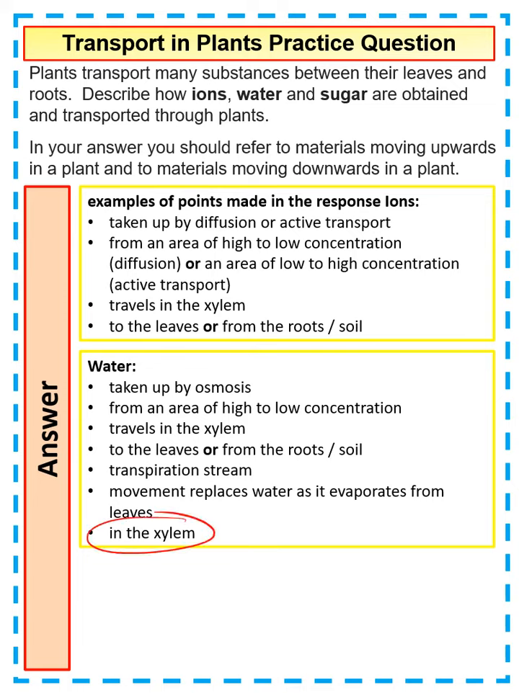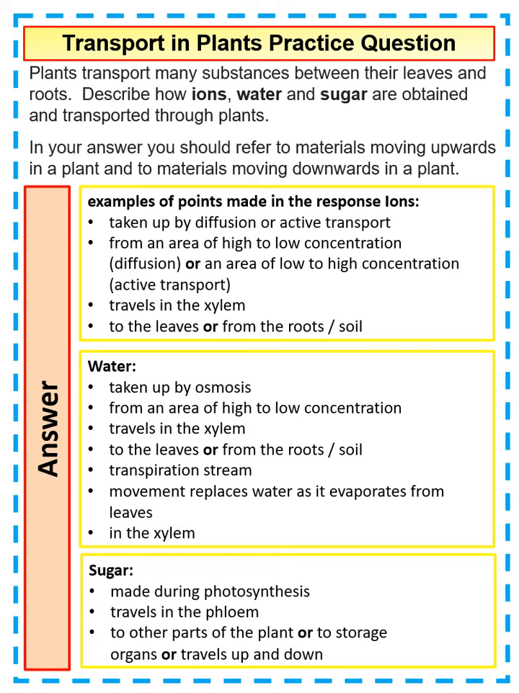moving through the xylem. And finally, the sugars that are made during photosynthesis travel in the phloem to where they can be stored, and they can travel up and down the plant. Right, so there are just a few key things to think about when you're answering questions on the transport of substances in plants.